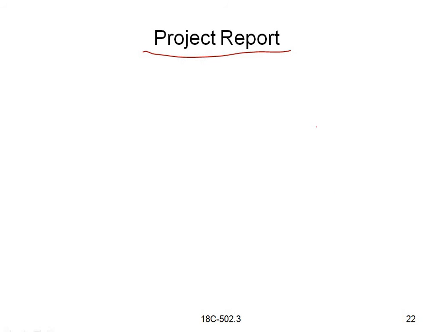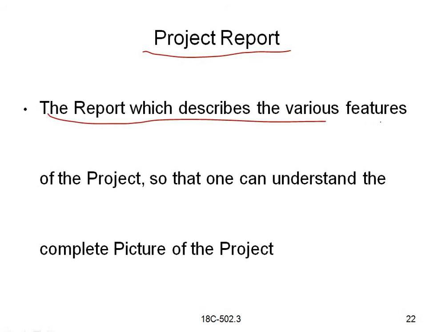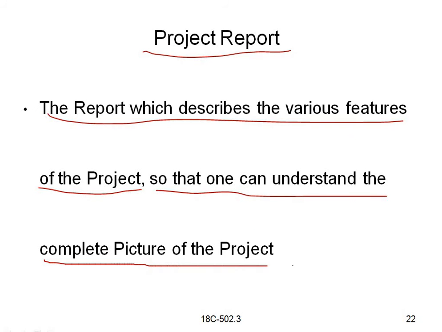So some of the things we can see: the report describes the various features of the project so that one can understand the complete picture of the project. Here in the project report you can observe the various features or activities shown and described, and that is how one can understand the complete picture of the project. How this project will be started and completed, what is the necessity, how it will be successfully completed, and how it is eco-friendly from water.